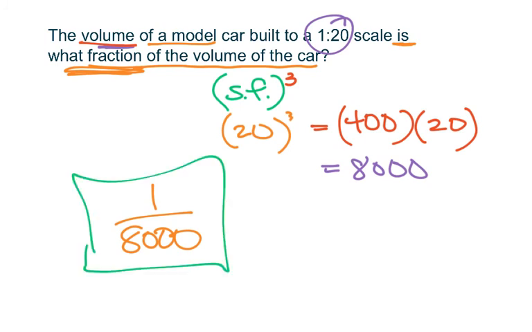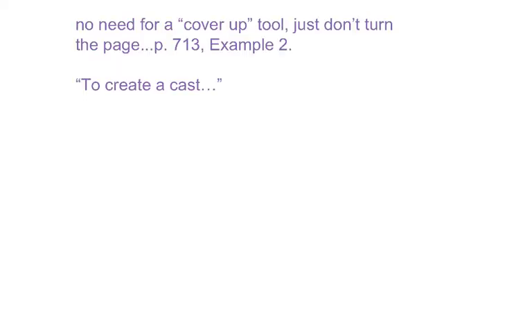So no more writing. However, we do have an opportunity. There's no need for a cover-up tool. I do need you to open up your book to page 713. And you don't need to cover up, just don't turn the page, right? And looking at example 2, it starts off by saying, to create a cast. I really want you to take the opportunity to read through that. There's a lot of words going on.